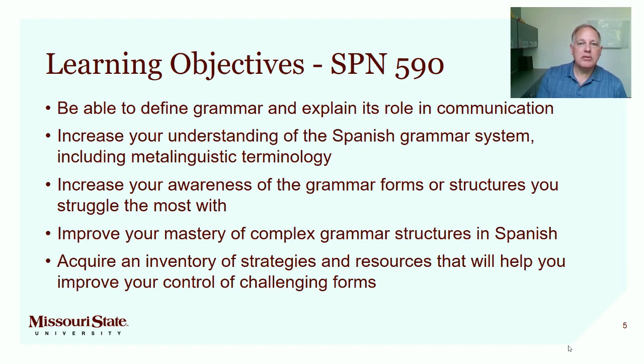Alright, so what are the learning objectives for the undergraduate students, those of you enrolled in Spanish 590? At the end of this course, if you've been paying attention, doing all the assignments and doing well, you're going to be able to define grammar and explain its role in communication. You're going to increase your understanding, of course, of the Spanish grammar system, including that metalanguage, the ability to talk about language and grammar. You're also going to increase your awareness, your understanding of the forms and structures that you personally have the hardest time with. And you're going to improve your mastery of complex grammar structures in Spanish in general. And finally, hopefully you'll acquire an inventory of strategies and resources that will help you improve your control of challenging forms.